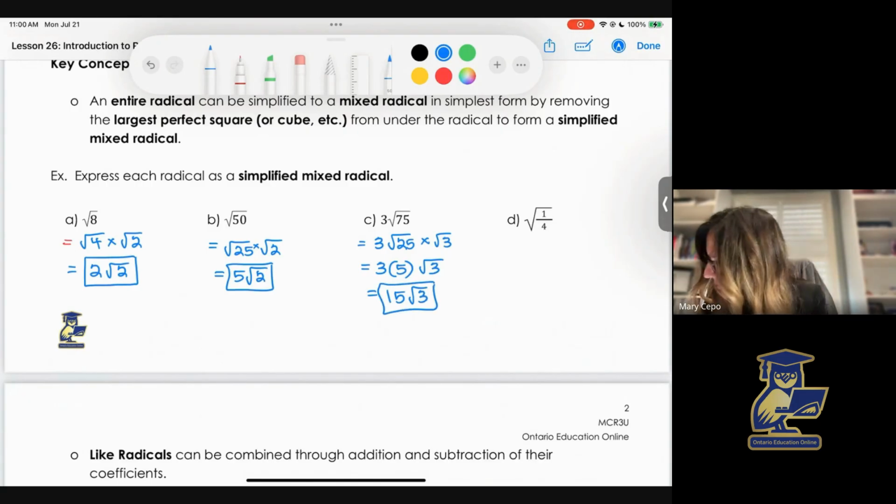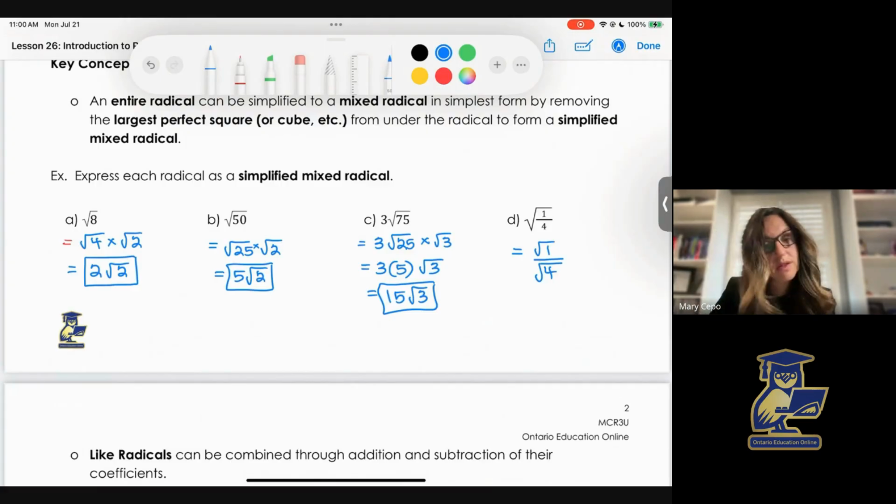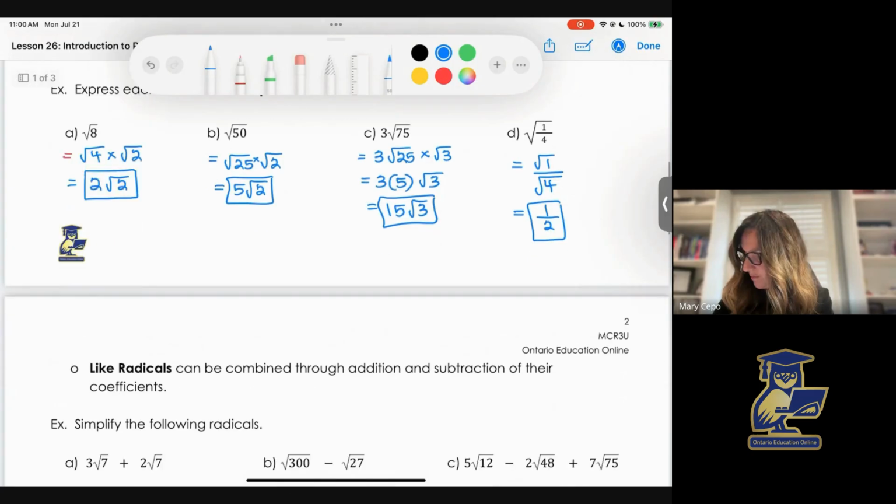Okay, same thing here. We can use the quotient rule of radicals. This would be the square root of 1 over the square root of 4. You can break that down because we can simplify. The square root of 1 is 1. The square root of 4 is 2.